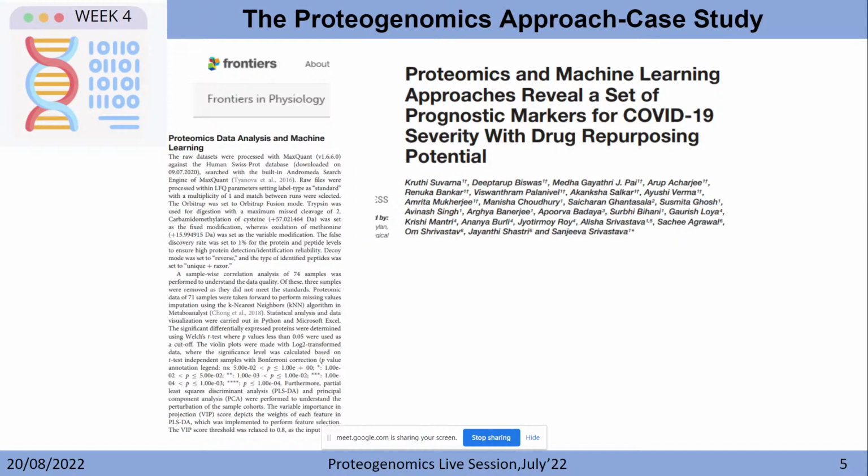Again, if you go through how the steps have been performed, you can see that the raw data sets were processed with one of the software and using a database. So from these studies you can well appreciate the role of databases in identifying proteins in proteomics studies, and then with different LFQ parameters, and afterwards a sample-wise correlation analysis.